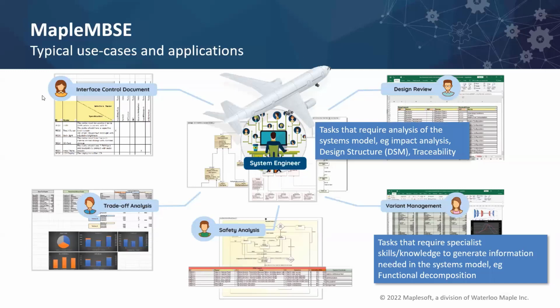Another common thing you can do with MapleMBSE is create a traceability matrix. Let's say you want to view if all your system functions have been related to the logical function, or if the logical functions come from certain requirements. We can see if all the requirements have been met in a matrix that we can generate from MapleMBSE, and so on.